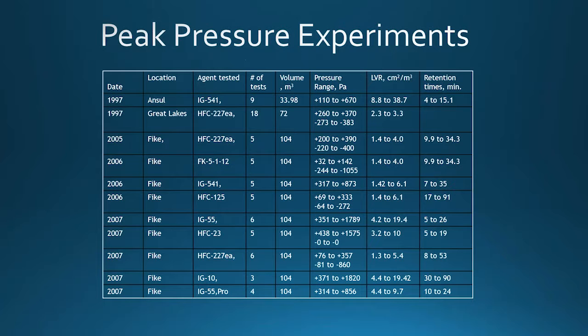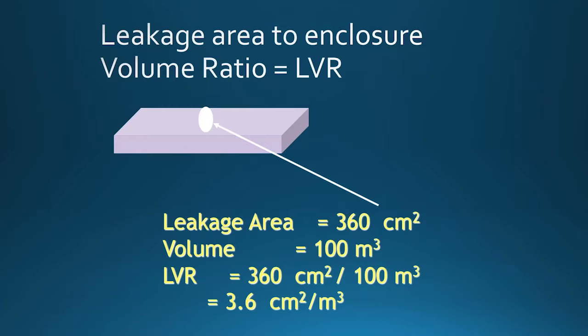Prior to that, there was a series of tests done, some at Ansell, some Great Lakes, and a whole bunch at Fike on various agents. The problem with all the previous testing is they were all done with the same enclosure leakage, so we couldn't find out how the formula performed over a wide range of enclosure leakages. In most cases, we just assumed the relationship was a square root relationship because we didn't have a wide enough data set. We found out afterwards that it was not a square root relationship, and that's the reason why most of the peak pressure formulas out there don't work all that well.